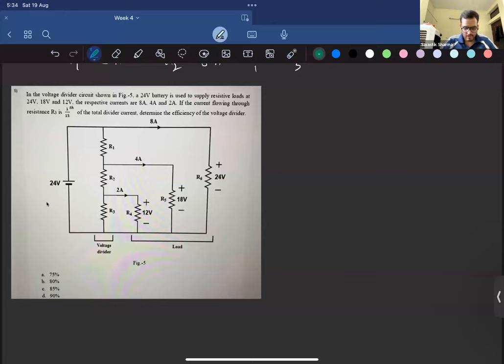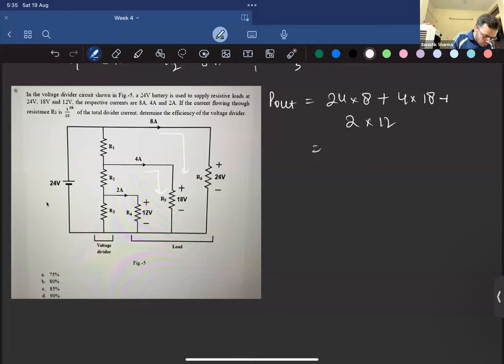In terms of percentage. So now P out is nothing but, since we are given voltage difference and currents, we can easily calculate P out. P out is nothing but 24 into 8, this is the current flowing into this, and then 4 into 18, and we have 2 into 12, right? So what is P out? It's 288 watts.